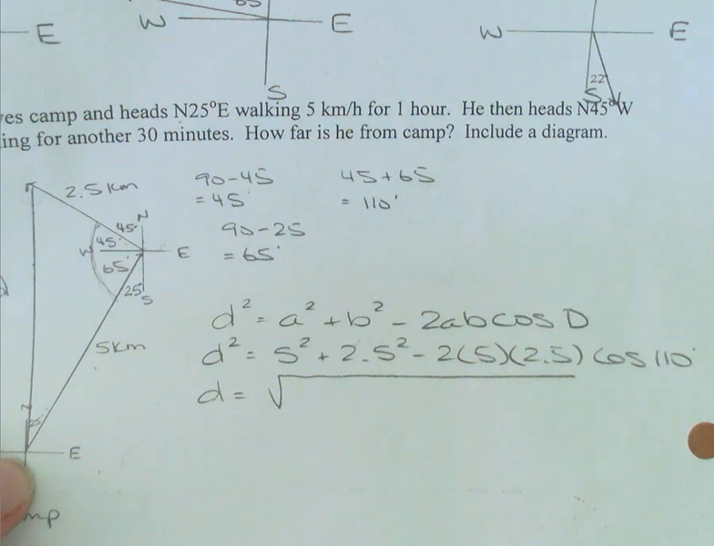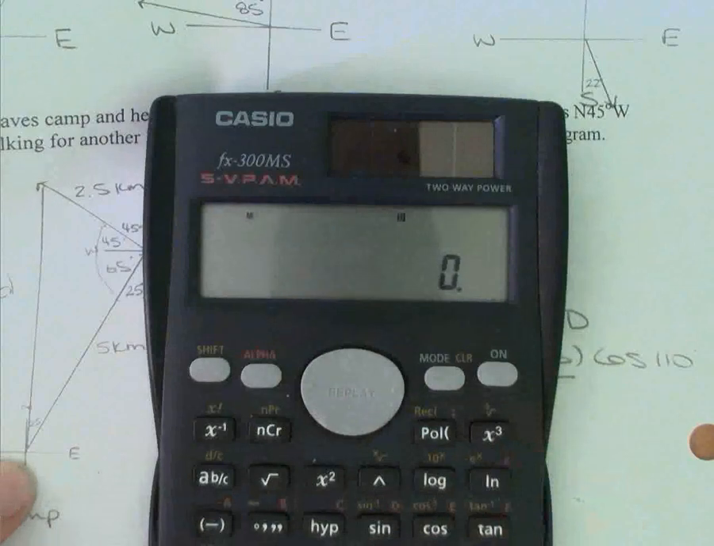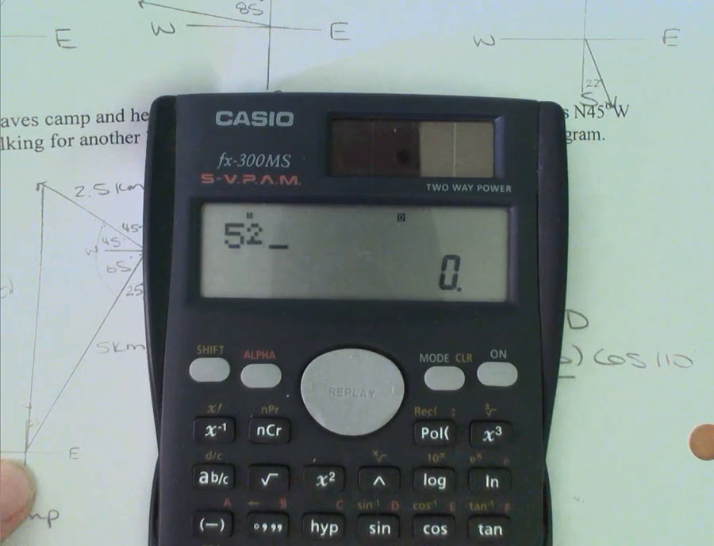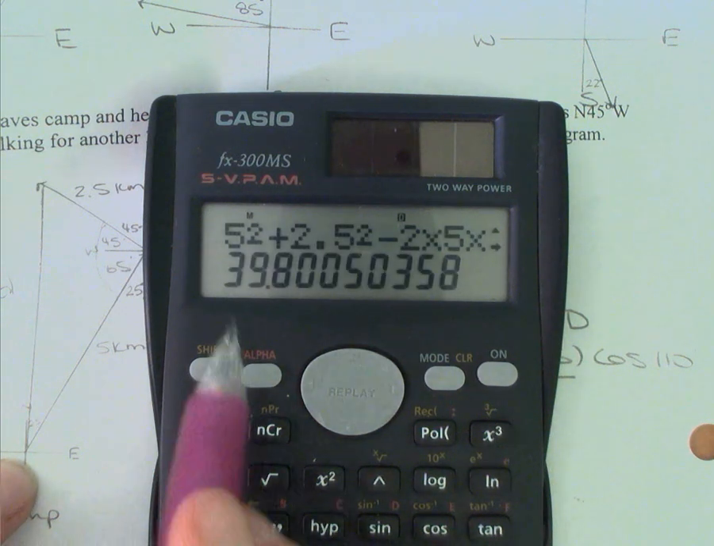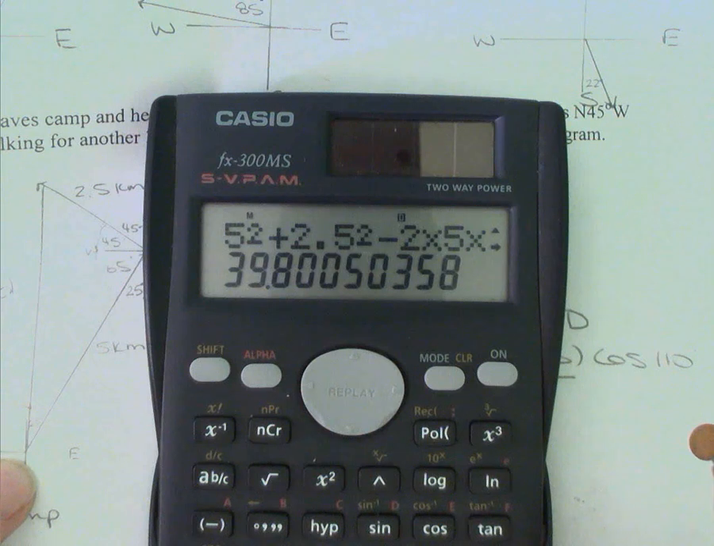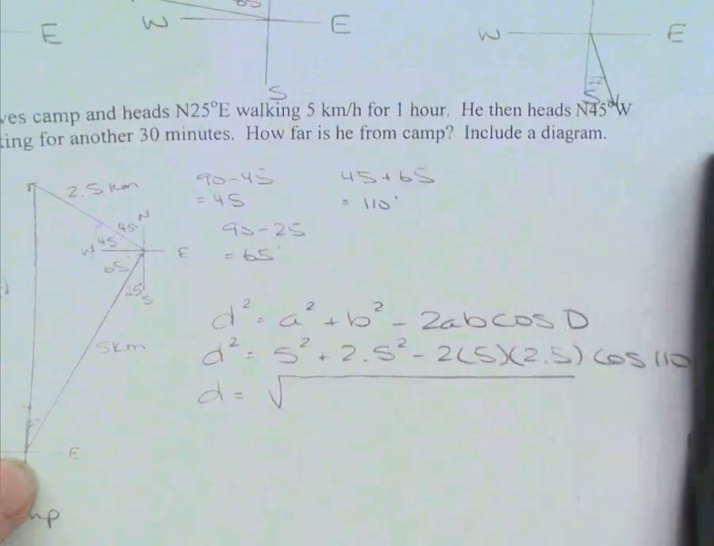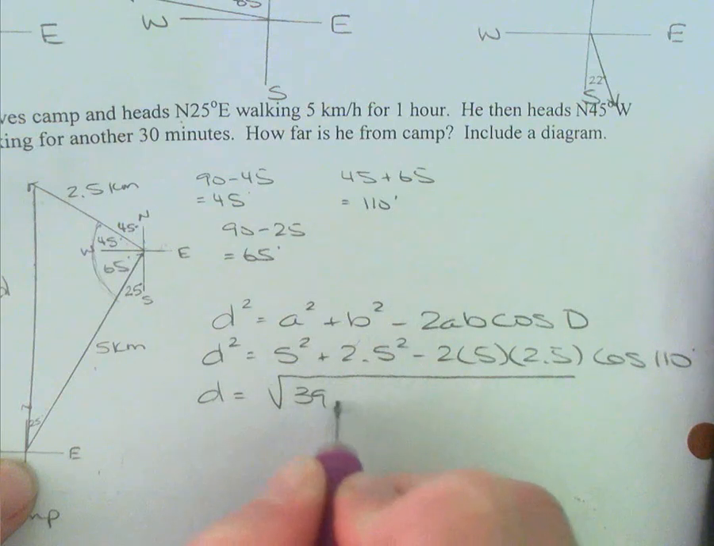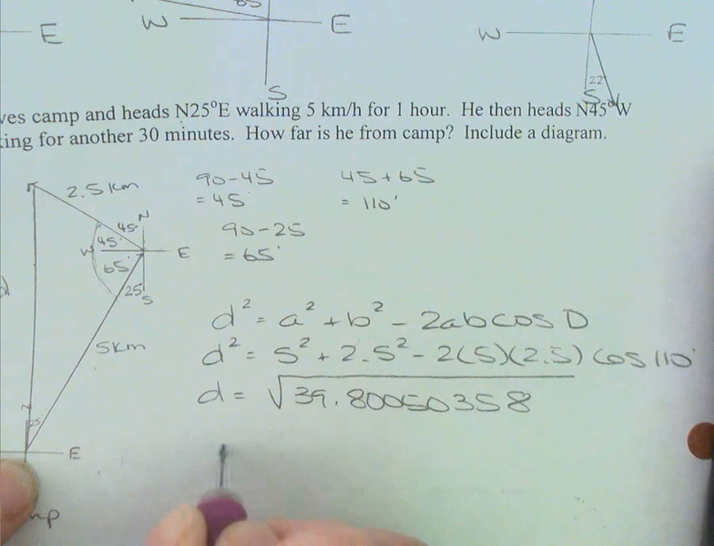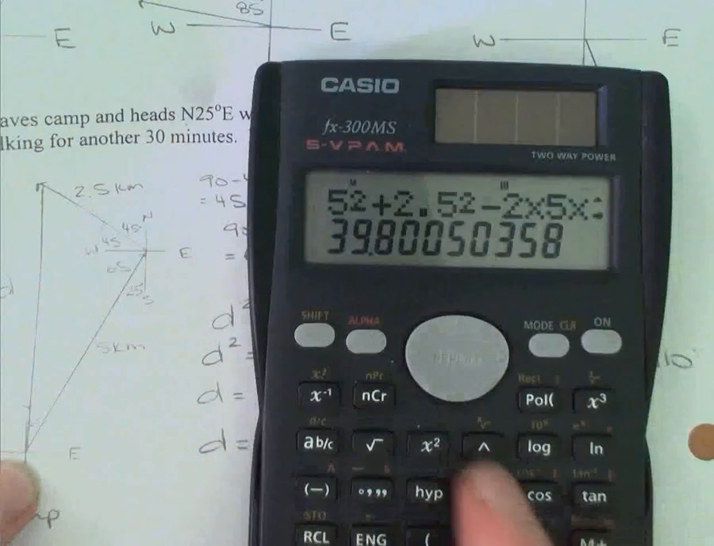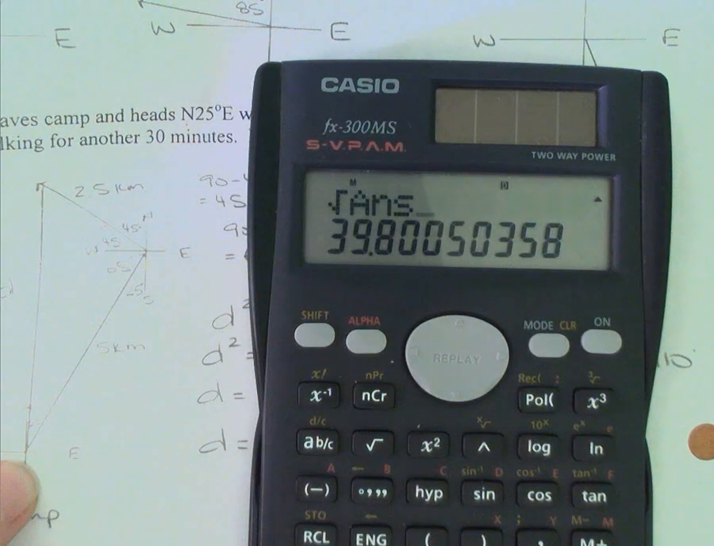So again, I'm going to grab my calculator and I'm going to put all that in my calculator. So I have 5 squared plus 2.5 squared minus 2 times 5 times 2.5, and then I had cos of 110. So again, I'm going to write every last decimal down. I'm not rounding in the middle of a question. So I wrote all the decimals down from my calculator. Now I can take this number and find the square root of my answer.